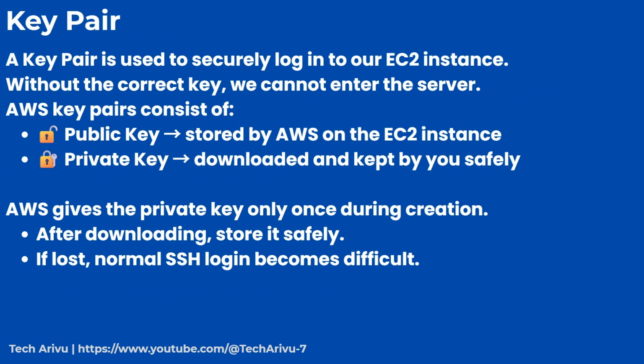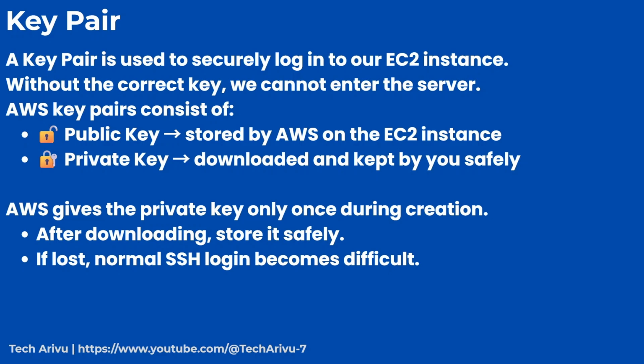So now we have a key pair. If we need to enter a house, we need a key, right? So a key pair acts like that. A key pair is used to securely log into our EC2 instance, and if it is not the correct key, we can't enter our EC2 server.